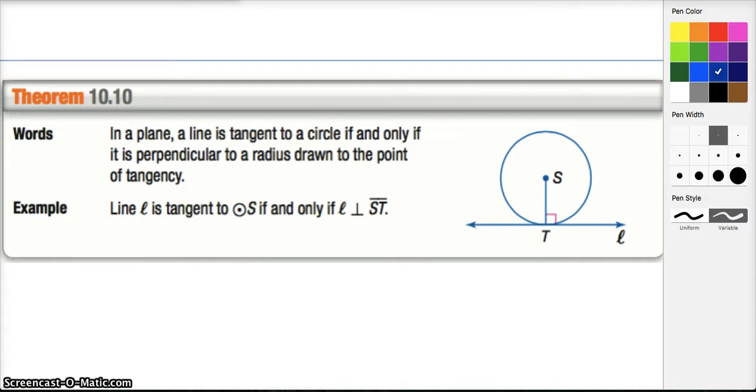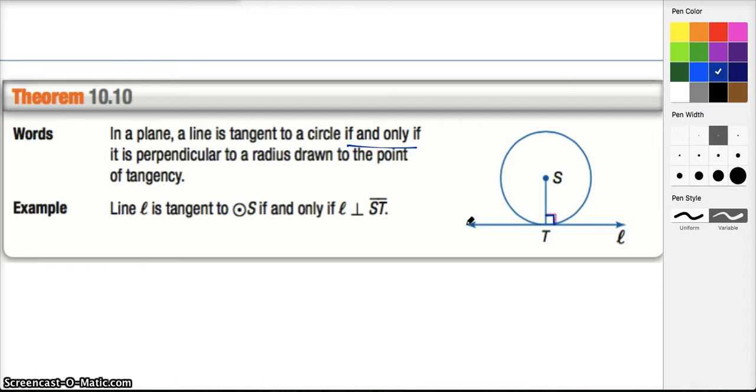What is a geometry lesson without theorems? So here's Theorem 10.10. In a plane, a line is tangent to a circle if and only if it is perpendicular to the radius drawn to the point of tangency. All right, so what we're hearing here is this line L is tangent to the circle only if the little segment that I'm drawing here is perpendicular to that line. Let's go back the other way because it's an if and only if, which means it can go in either direction.